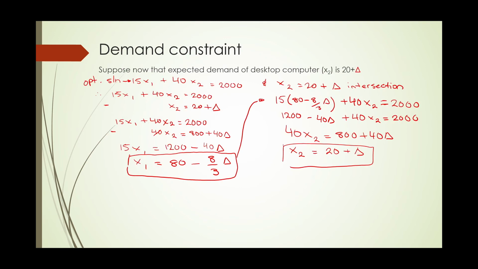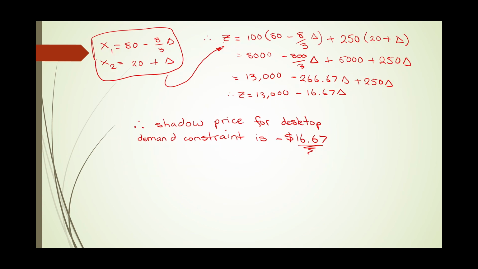But for the second demand constraint for desktop computers, suppose now that the expected demand is 20 plus delta. Do the same thing again, simultaneous equations, except now there's deltas in here on the second equation. And then solving, x1 is equal to 80 minus 8 on 3 delta. And subbing that back in, you see that x2 is equal to 20 plus delta. And so putting that back into our objective function, it cleans up to be 13,000 minus 16.67 delta. So the shadow price is actually negative.